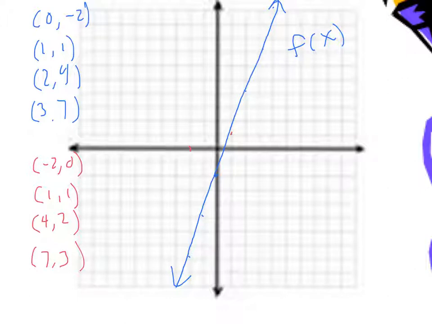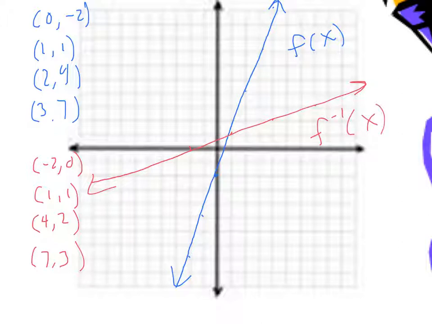There's the point (4, 2). 1, 2, 3, 4, 5, 6, 7. 1, 2, 3. There it is, right there. Okay, I'd say that's enough. I could connect those points, and there is a little approximation of the graph of F inverse.